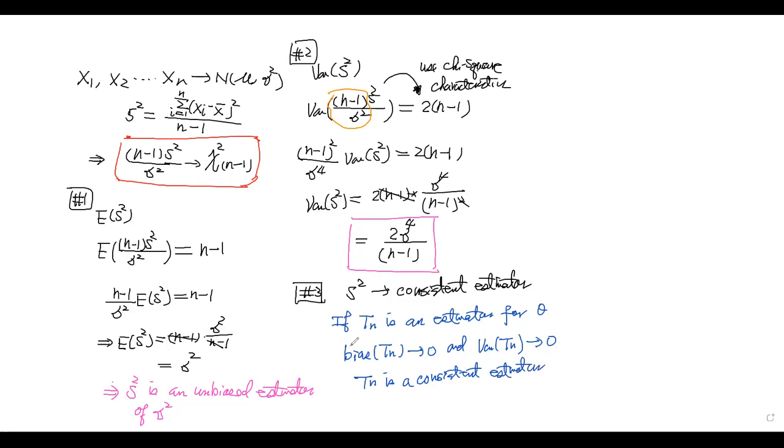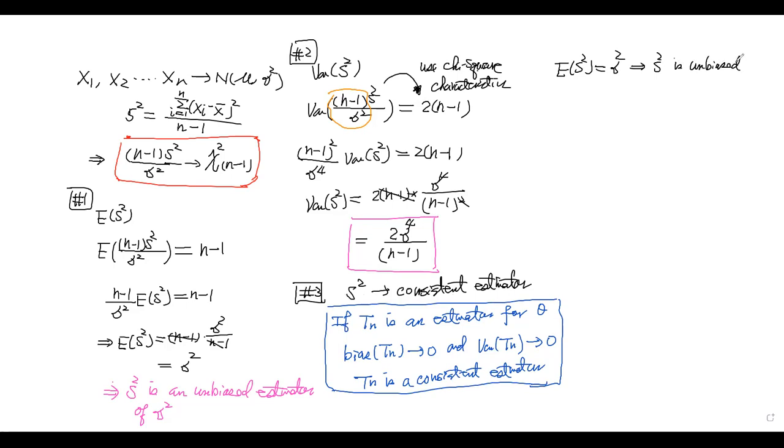Okay, so this is the theory about how to prove an estimator is consistent. So that's the theory I'm going to use. Now let's take a look at part 1. From part 1, I just proved the expected value of s square is equal to sigma square. So I know s square is an unbiased estimator, so the bias of s square is equal to 0.